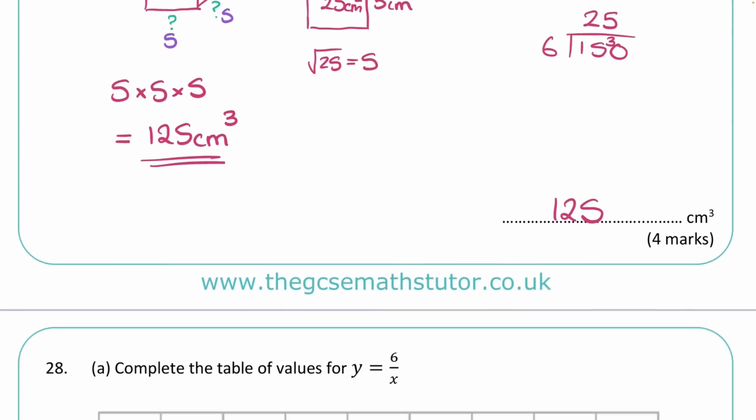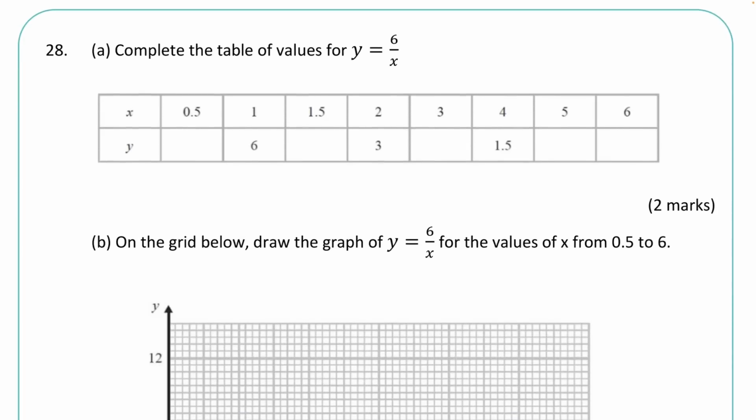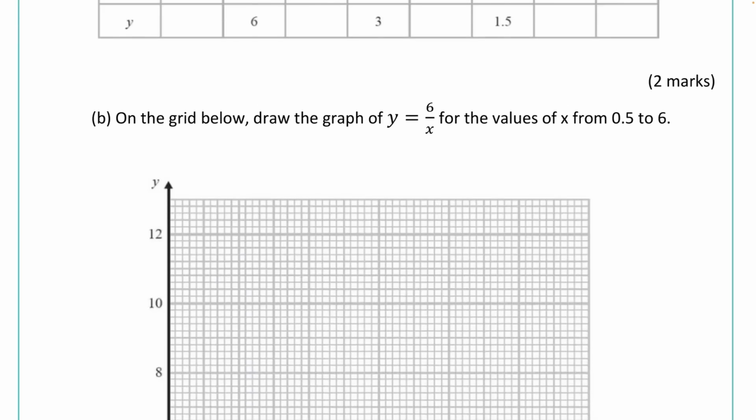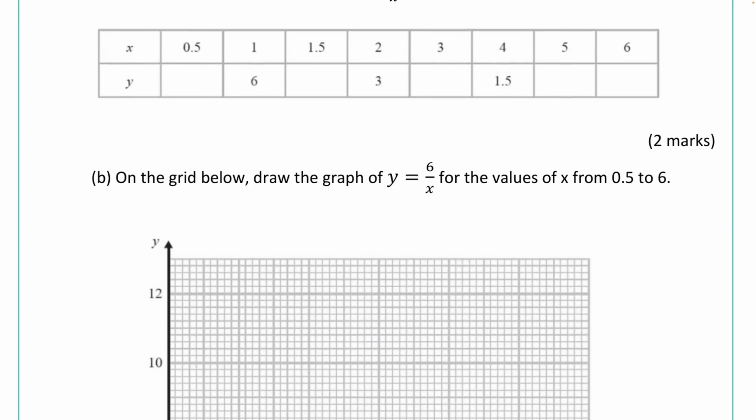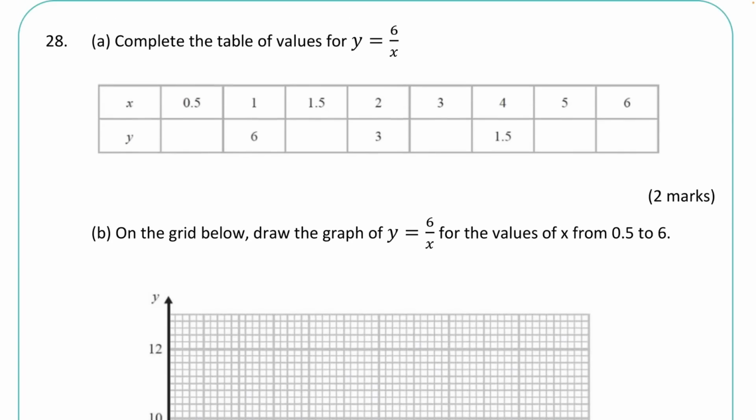area and volume. And on to question 28, it says here, complete the table of values for y equals 6 over x. And it wants us to draw that graph and then use it to figure out an answer down the bottom. So let's have a look. Complete the table of values for y equals 6 divided by x. And we've got all these different numbers to divide 6 by.